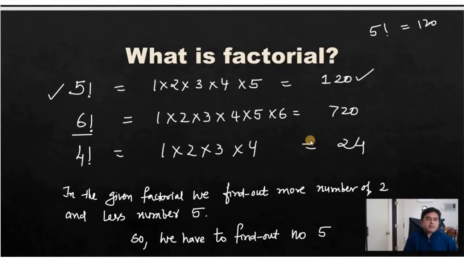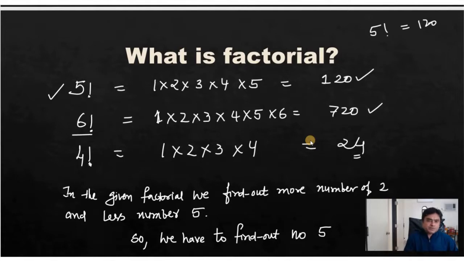If it is 6 factorial, then you have to start from 1 to 6 and multiply all the numbers coming in between. So 1 into 2 into 3 into 4 into 5 into 6, that is 720. In a similar fashion, 4 factorial is 1 into 2 into 3 into 4, so it is 24. In the given factorial, we find more 2's and fewer 5's.